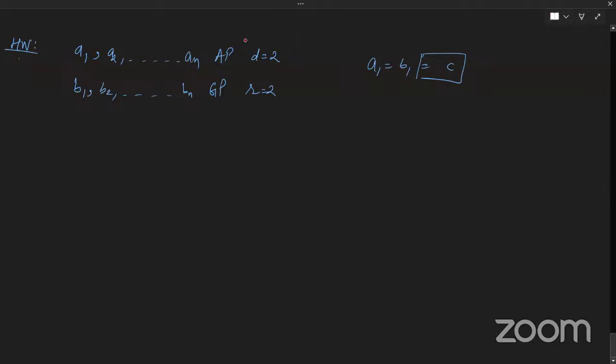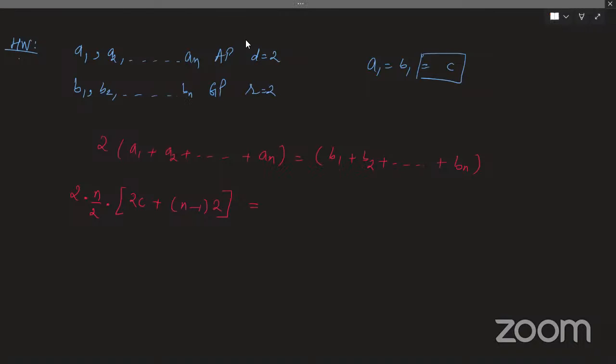Can you tell me what will be the sum of AP n terms? Can anyone tell me? What is the formula for the sum of n terms of AP? Sn equals n by 2 into 2a plus n minus 1 into d. Okay, no worries. I got it. No issues.